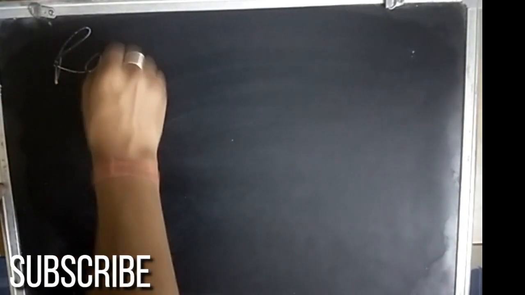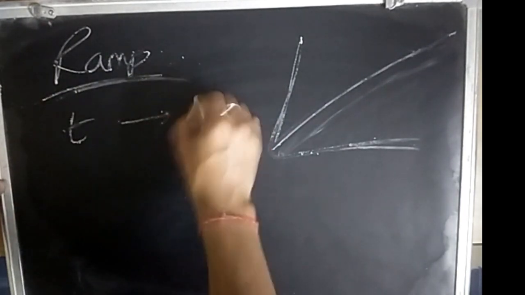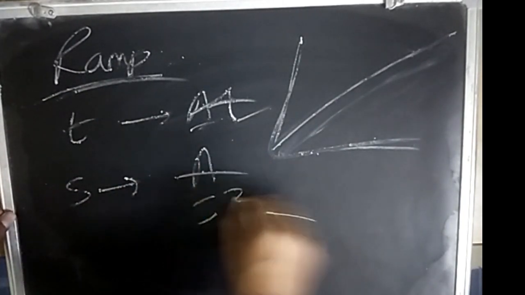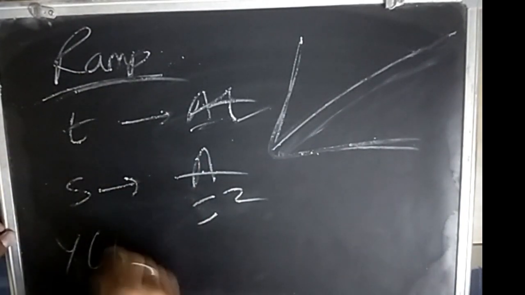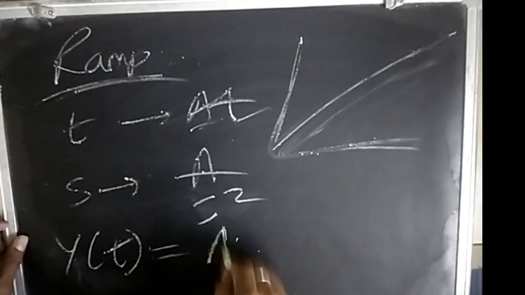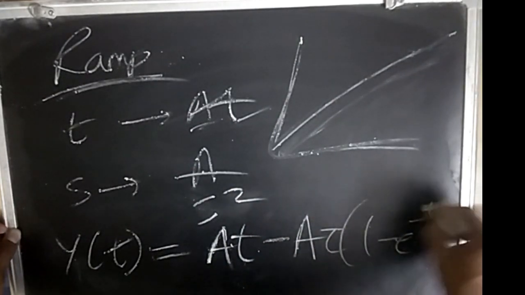Now for ramp function. A ramp function is simple, it is continuously increasing, like this. In t domain it is at, where a is some magnitude of that increase, and in s domain we can write it as a upon s square. Now what will be y of t? Y of t would be at minus a tau into 1 minus e raised to power minus t by tau.